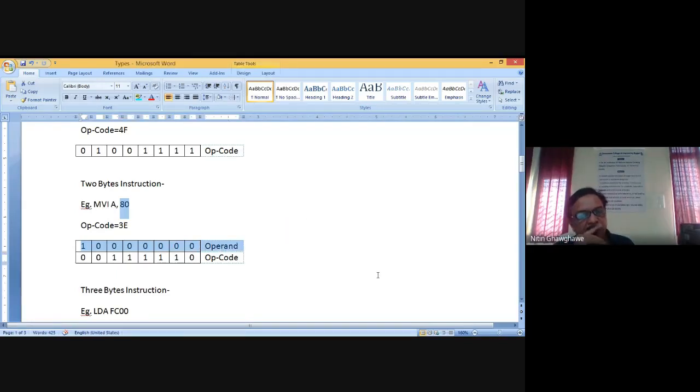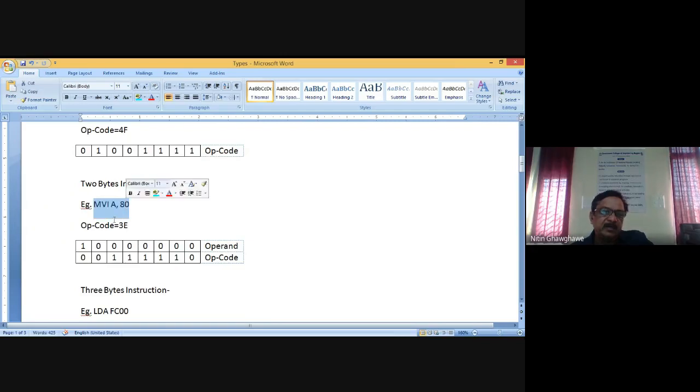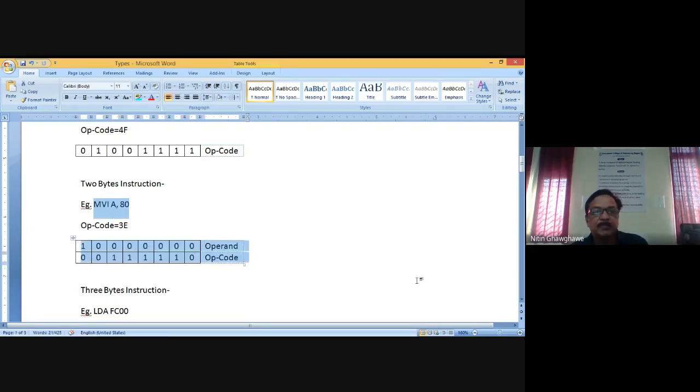All right. 1000 for 8 and 0000 for 0. In this way, this particular hexadecimal data, which is of course 8 bits of data, will be stored in the second byte. In this way, this instruction will be completed. MVI A, 80 will have this particular pattern: opcode in the first byte, operand in the second byte. Okay, is that clear?